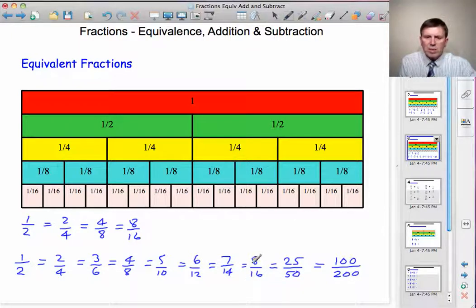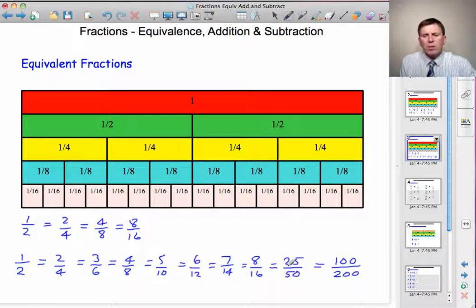So I can divide this one here by 8. 8 goes into 8 once. 8 goes into 16 twice. So I get 1 over 2, which is a half. This one here I could divide by 25. 25 goes into 25 once. 25 goes into 50 twice. So 25 fiftieths is the same as a half.